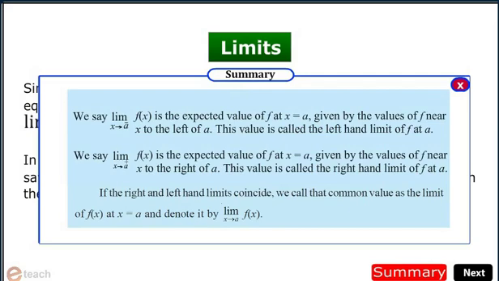We say the limit as x tends to a plus of f(x) is the expected value of f at x equals a, given the values of f(x) near to the right of a. This value is called the right-hand limit of f at a. If the right and the left-hand limits coincide, we call that common value the limit of f(x) at x equals a, and denote it by the limit as x tends to a of f(x).